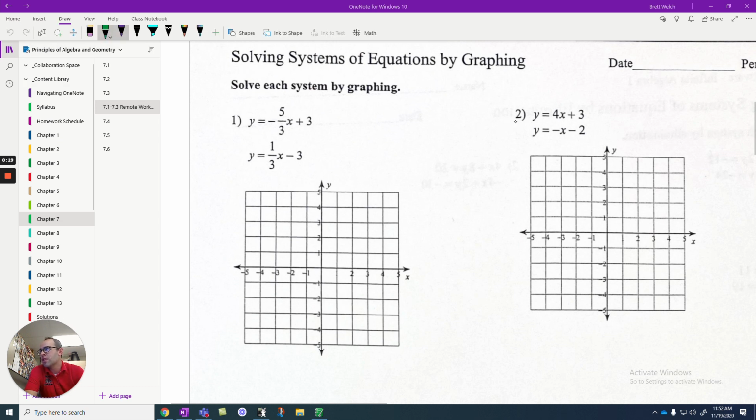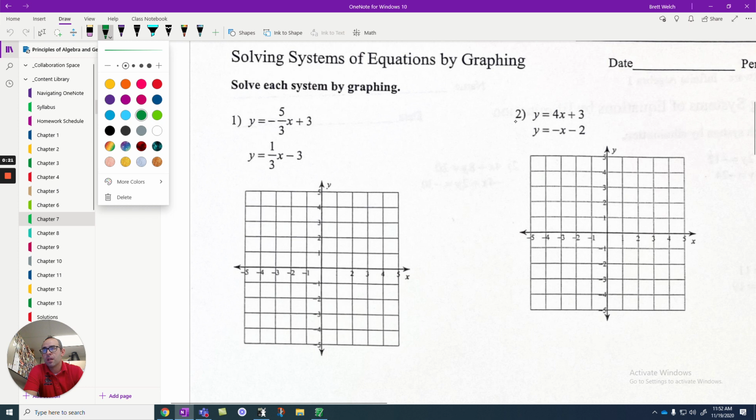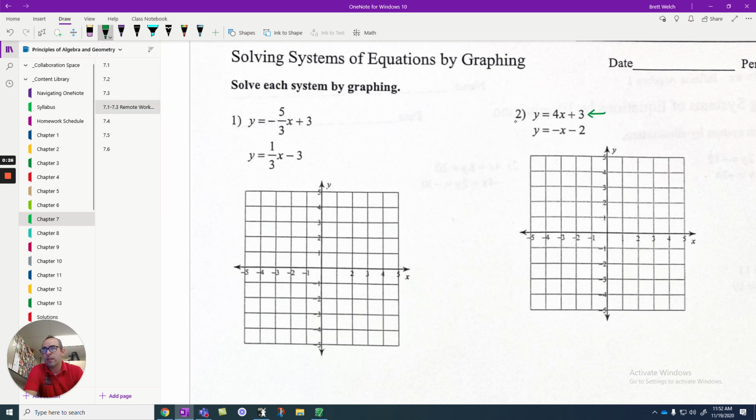So I'm going to start here with question number 2. To graph a line, and these first ones have lines, the first thing we're going to look at is this last number. This is a positive 3, so I'm going to put a dot at positive 3. Then I'm going to look in front of the x, and I need a fraction, and since this is just a 4, I'll put it over 1. So it's 4 over 1.